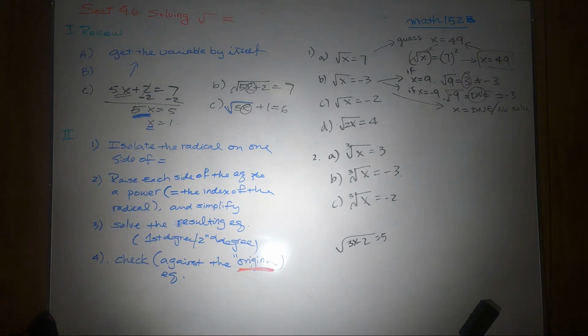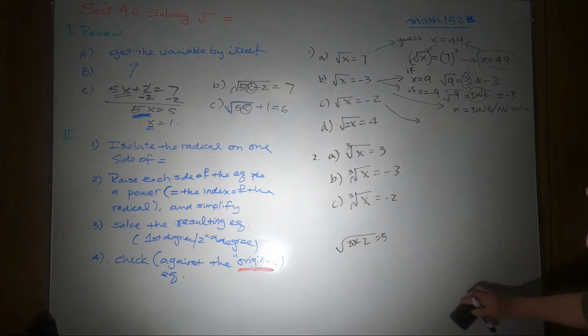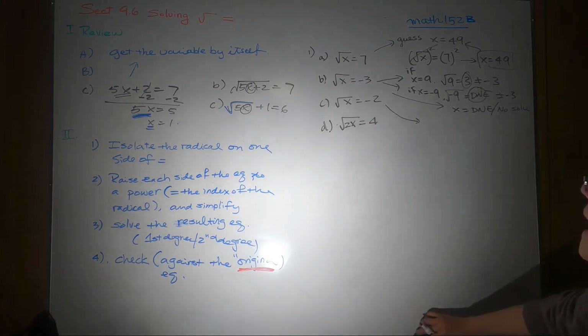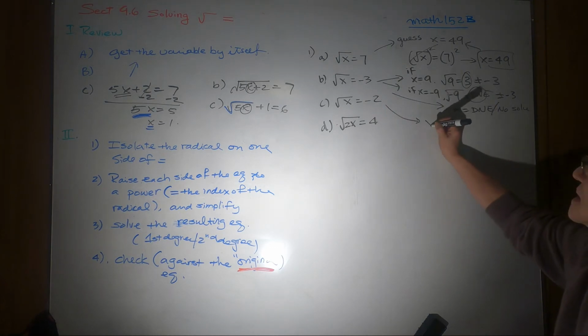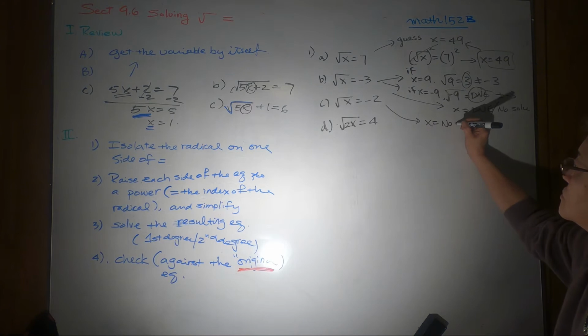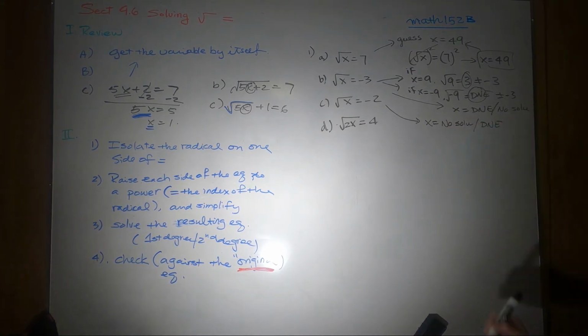Right? So same thing for this one. Okay? And what happened? Same thing. No solution or doesn't exist. Right? No such a thing. You can take a square root, it becomes a negative number, so you don't have to go further.